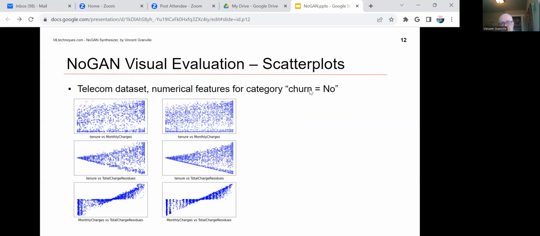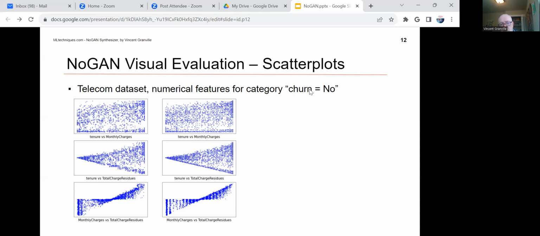And so these scatter plots are for that one particular category, which is churn equal to no. So for customers that have stayed with the company the whole time. So there are 3 different numerical features here, which is tenure, which means for how many months the customer has been with the company, the monthly charges, and then the total charges.